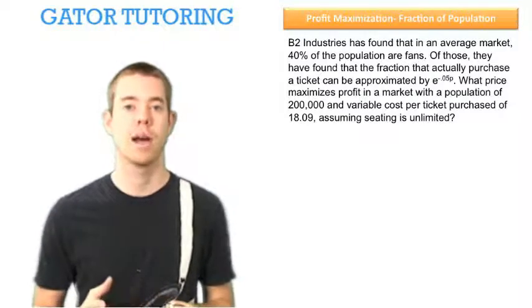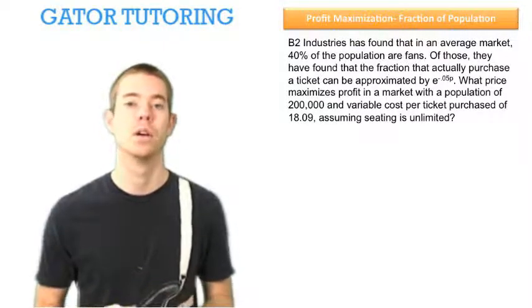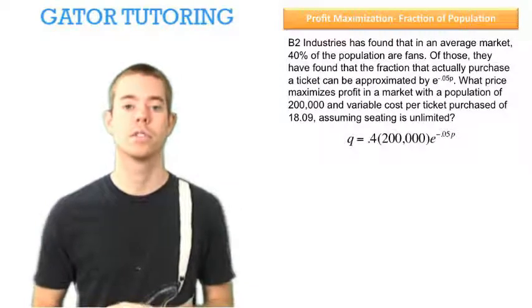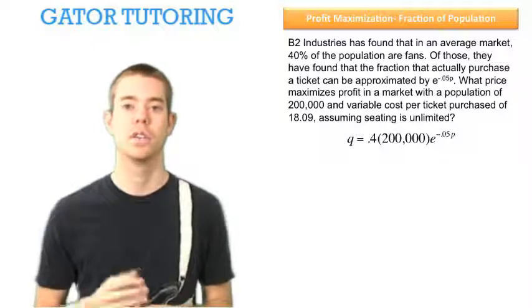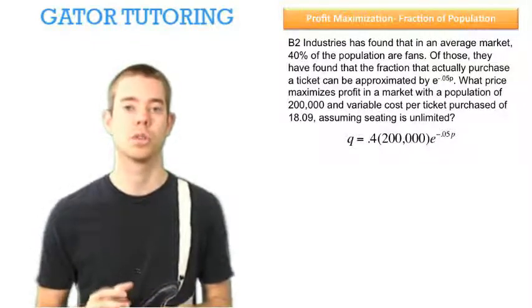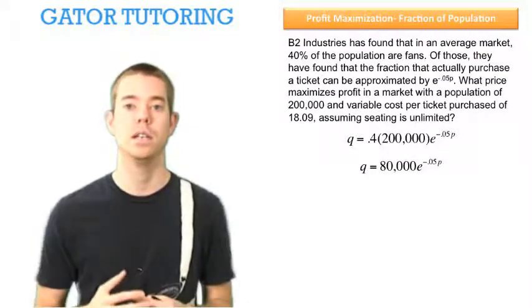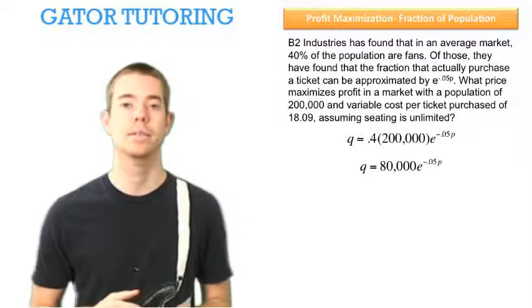So we don't have a capacity constraint, so our venue can hold as many people as we need it to. Well, let's solve for quantity first. It's 40% times n, which is the population size, which in this case is 200,000 people, times the fraction of the population that actually purchased a ticket. So that can be rewritten as 80,000 times e raised to the negative 0.05p.